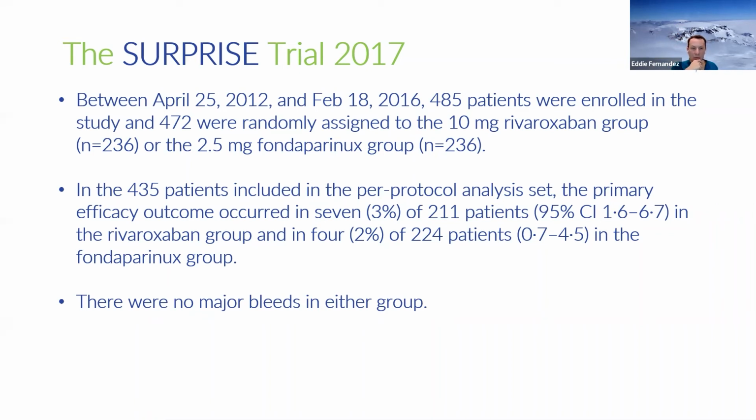Okay, so they looked at 485 patients enrolled, in which 435 were included in the per-protocol analysis, and the primary efficacy outcome occurred in 3 patients, or 3% of the 211 patients in the fondaparinux group. And in the rivaroxaban group, there was 2%, or 4 of the 224 patients in that group. And there were no major bleeding episodes in either group.